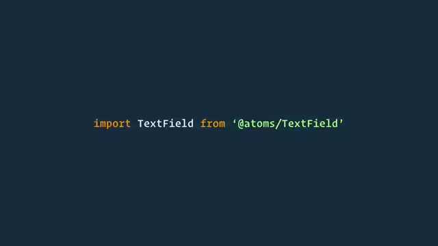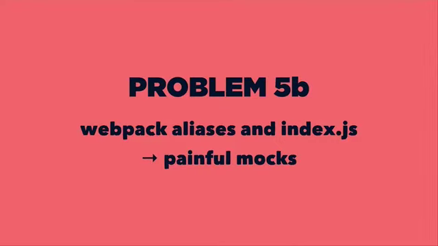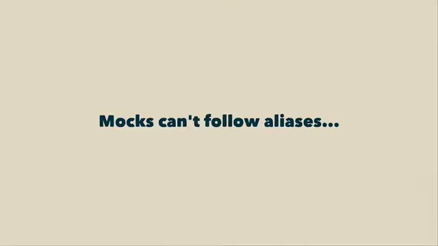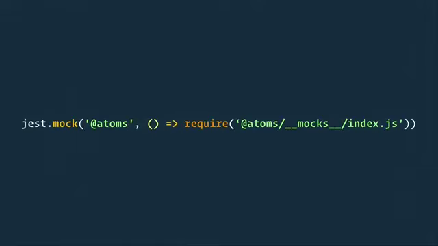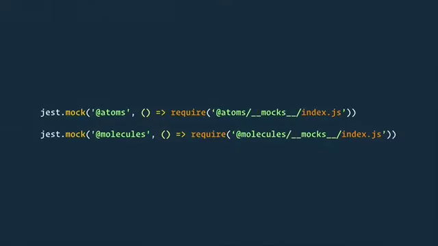But then we had another problem, which was when you do this, it results in painful mocking when you're testing, because mocks can't follow aliases. So this doesn't work, or at least when we were trying it. So we had to manually do this to point to where we had defined the mocks, and then we came across the problem: you can't have two mock files with the same name. So doing this wouldn't work because you have two index.js's. So we had to do something like this.